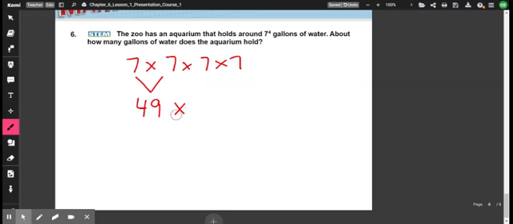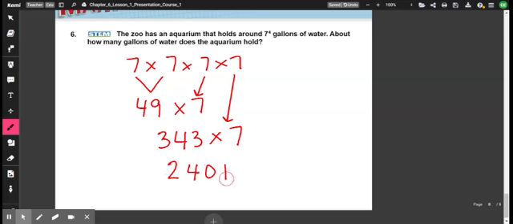All right, 49 times 7 is going to get us, I need to use a calculator because I don't know that off the top of my head. It's going to give us 343. Multiply that again, okay? So that was my third 7. This is my fourth 7 now, okay? Multiply that again by 7, and we are going to get 2,401, okay? So make sure that you are multiplying each one. So that means that the zoo aquarium can hold 2,401 gallons of water.